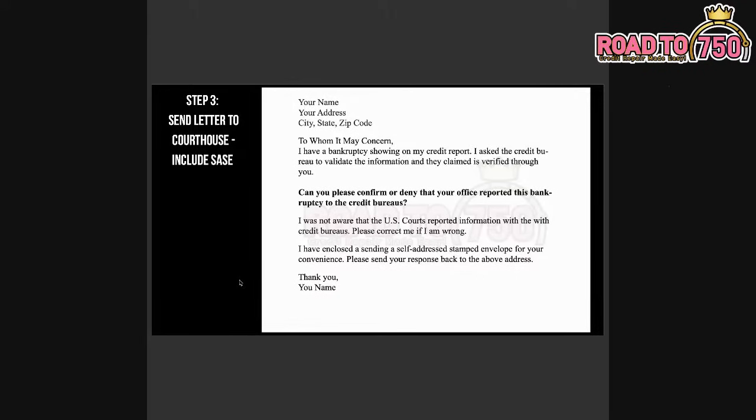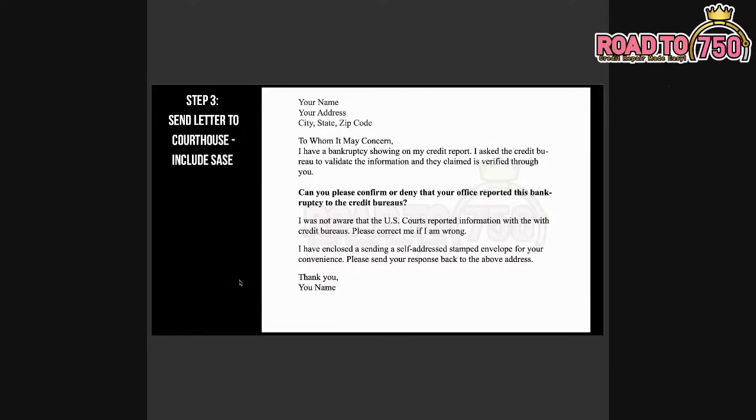So this letter goes to your local courthouse or whatever courthouse filed your bankruptcy. And it literally just says, to whom it may concern, I have a bankruptcy showing on my credit report. I asked the credit bureau to validate the information, and they claimed it is verified through you. Can you please confirm or deny that your office reported this bankruptcy to the credit bureaus? I was not aware that the U.S. courts reported information with the credit bureaus. Please correct me if I'm wrong. I've enclosed a self-addressed stamped envelope for your convenience. Please send your response back to the above address.